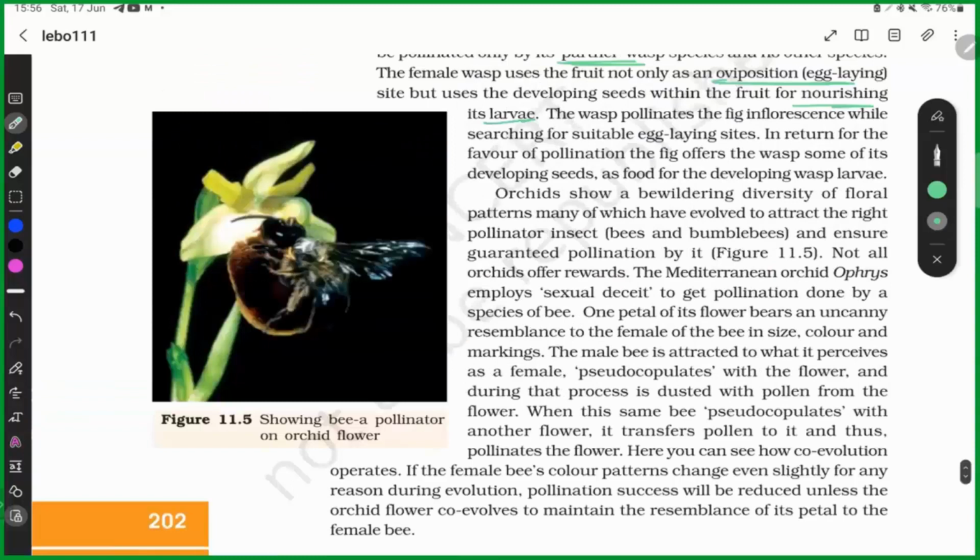Another example is orchids, which show a bewildering diversity of flower patterns. Orchids and bees: the Mediterranean orchid Ophrys employs sexual deceit to get pollination done. One petal of its flower bears an uncanny resemblance to the female bee, so male bees are attracted to the petal.